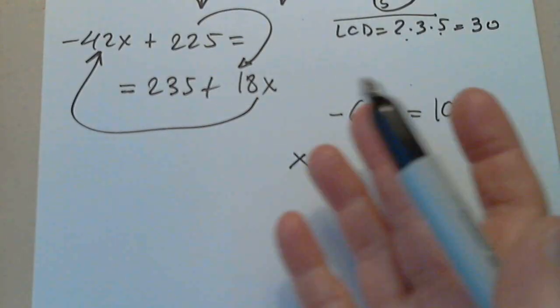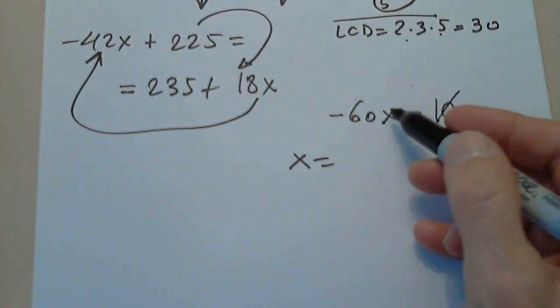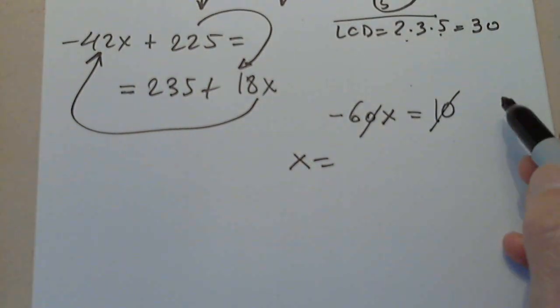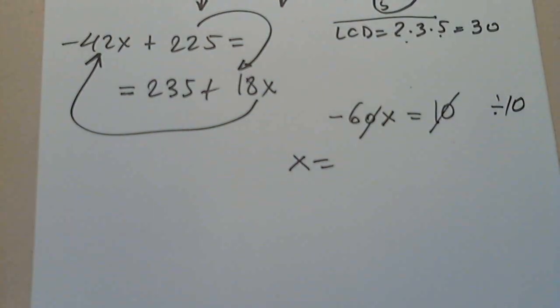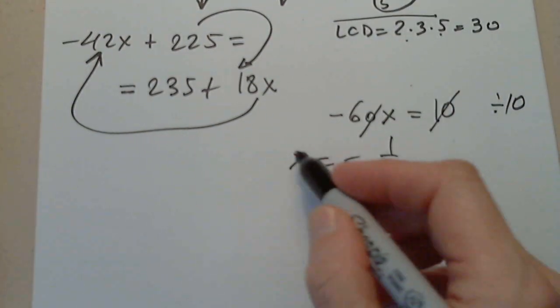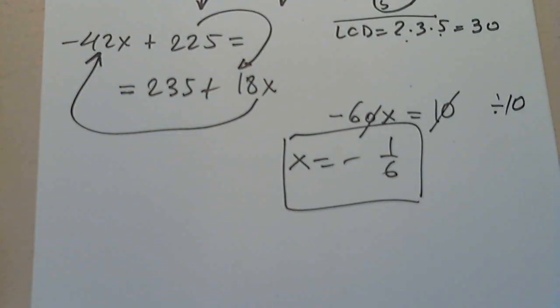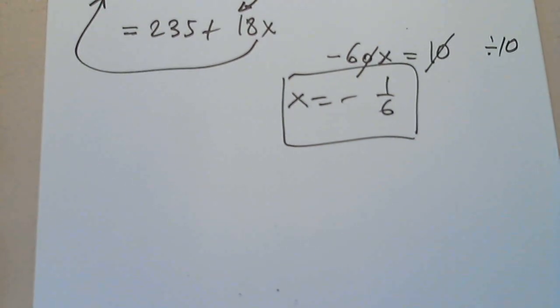And we simplify both sides by 10, because I'm allowed to divide both sides by 10. And I get negative 1/6. Any questions on this problem, please? Any questions on this problem? That's what Module 3 is all about, all these types of equations, and we need to practice.